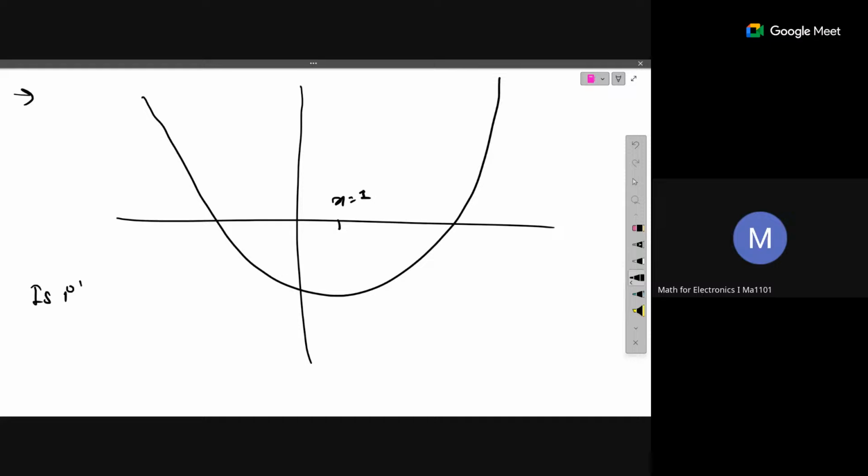Is it 1-1? By observing the graph or by considering the definition of 1-1, can you judge whether this function is a 1-1 function or not? Are you sure it is a 1-1 function? What does a 1-1 function say? For different inputs, we should have different outputs. So that means if you find one point where the outputs are the same, then it's not a 1-1 function. Right?